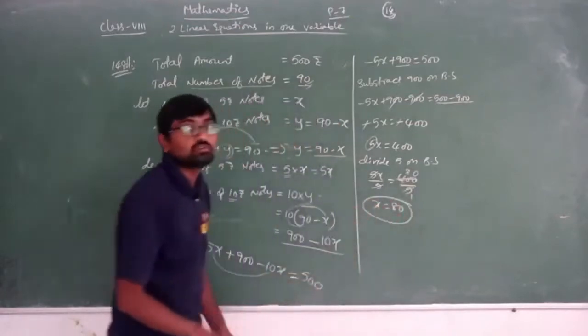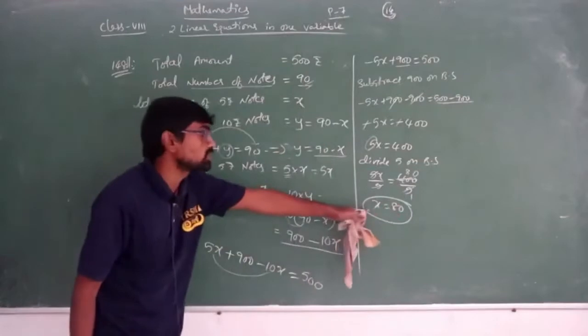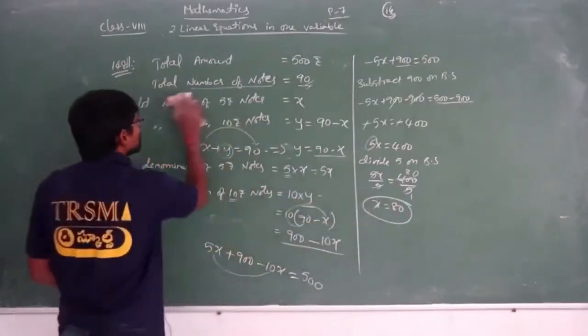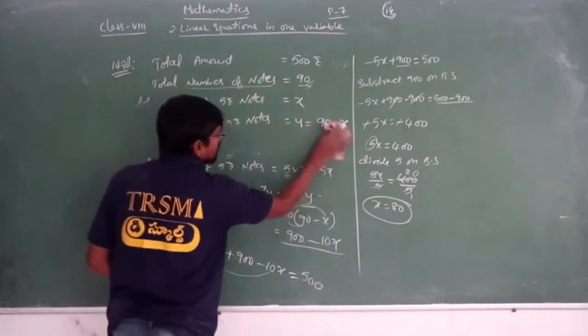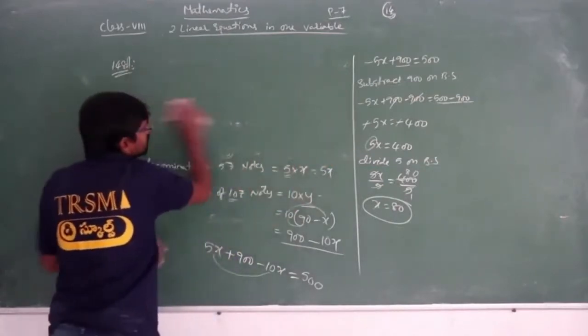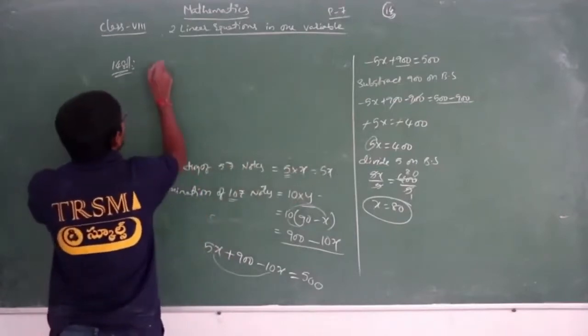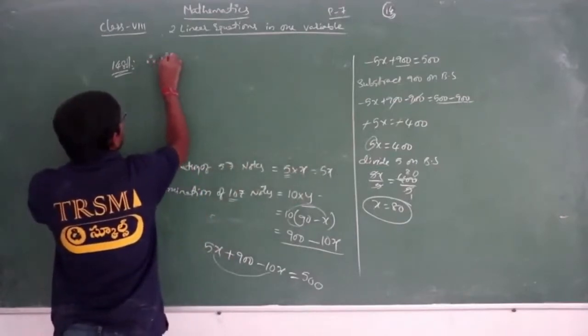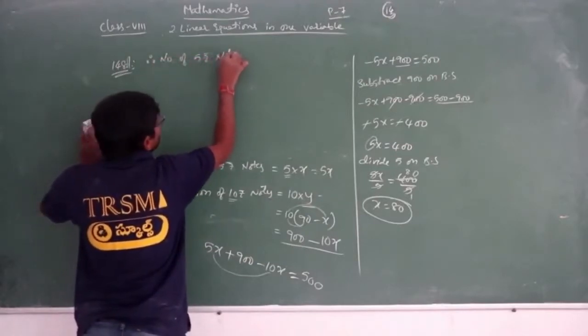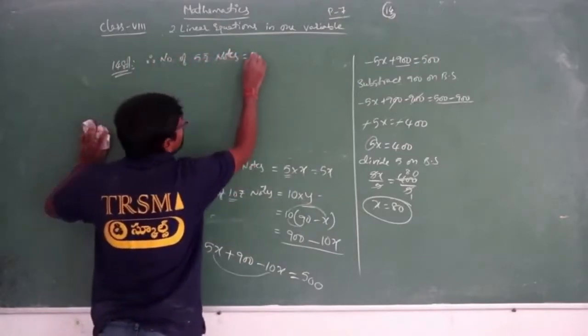What is x? 5 rupees notes. So how many notes have we got? 5 rupees notes. We have got 5 rupees notes as x. So here I am erasing this part. You can see. Therefore, the number of 5 rupees notes is equal to 80.